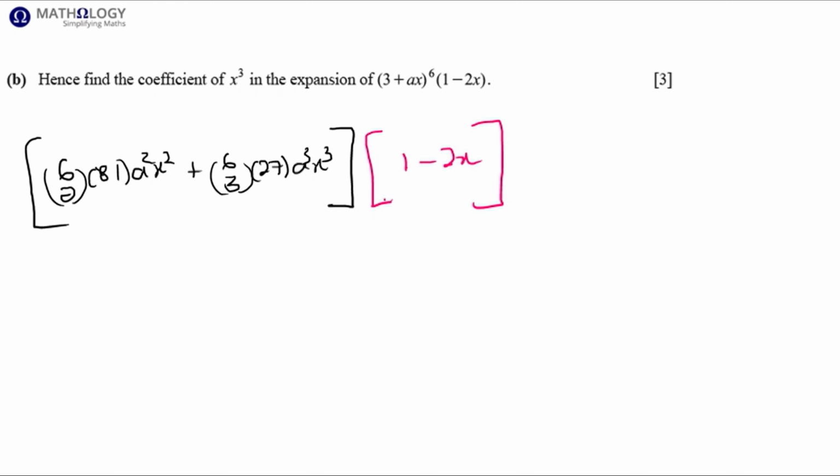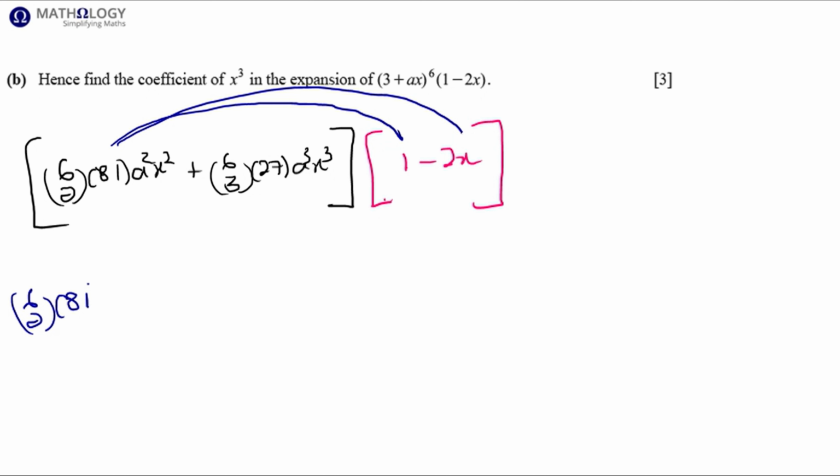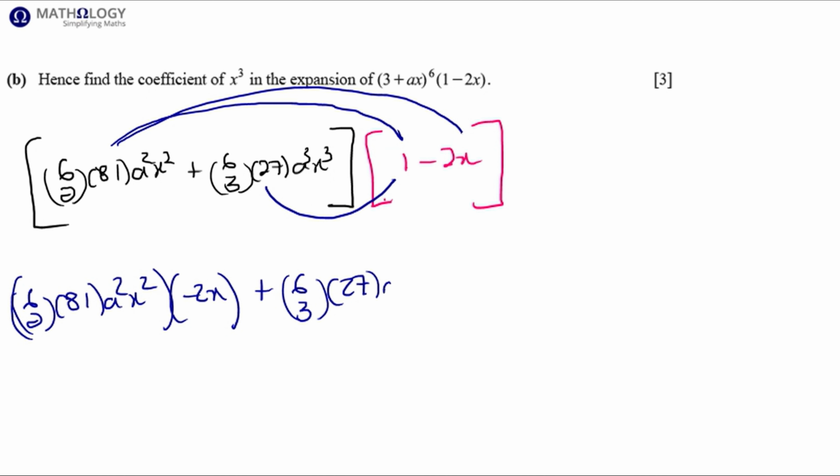So when we multiply the first term of the first bracket by the first term of the second bracket, we're not going to get a term in x cubed. So we can disregard that. When we multiply the first term of the first bracket with the last term of the second bracket, we will get x squared times x, so we are going to get an x cubed term. So we'll have 6 choose 2, which we'll evaluate just now, times a squared x squared, multiplied by minus 2x. Then we have the inners, which will give us a term in x cubed, so we are interested in that. So 6 choose 3 times 27 a cubed x cubed times 1 is just what it is.